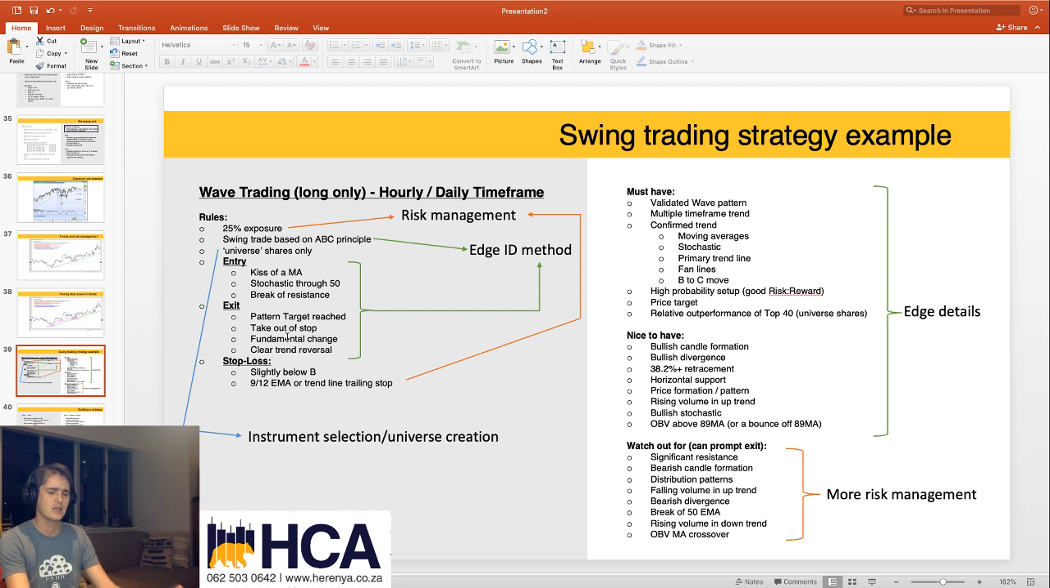Remember, we said an edge is basically, it's not my definition, it is the definition of an edge. I can't remember where I read it. I think it was in Trading in the Zone by Mark Douglas. Great book, must read it.